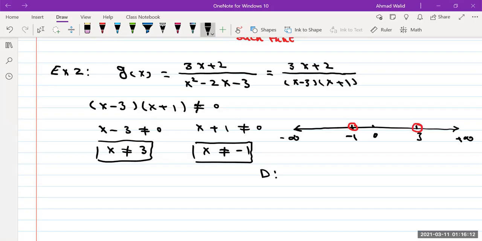Now it's easy to write the domain. The domain will be from where? You can take all these values from negative infinity to negative 1. Then parentheses, negative infinity to negative 1. Correct? Union from negative 1 to where? To 3. Union from 3 to positive infinity. That will be the domain of this rational function.